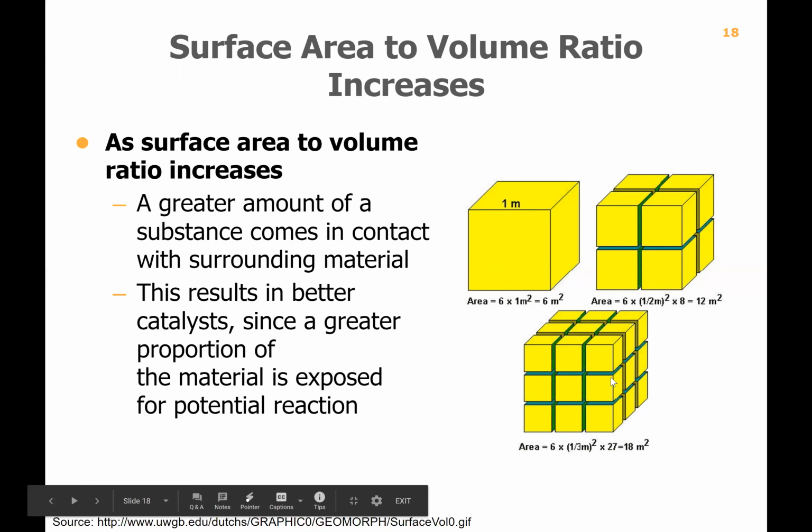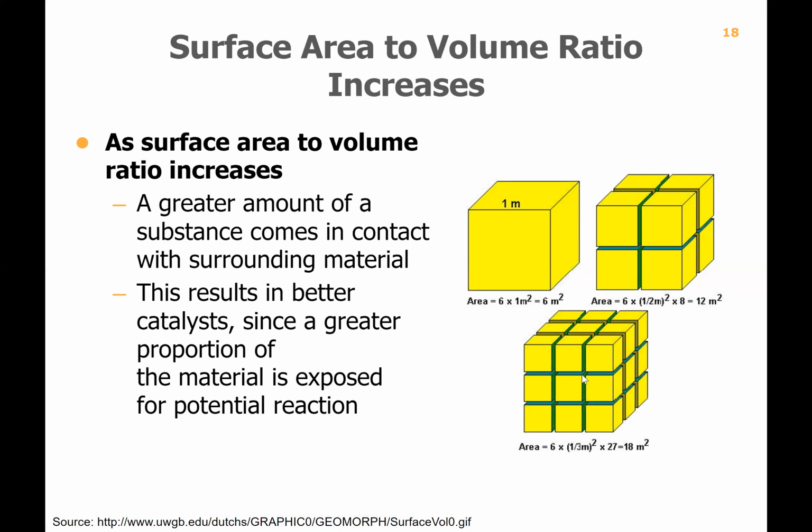So I have the same volume. The overall size of this cube is the same. I just keep opening up more and more surface area in between where all these crevices are. And it can really add up quickly. So as the surface area to volume ratio increases, a greater amount of the substance comes in contact with the surrounding material, and this results in better catalysts since a greater proportion of the material is exposed for a potential reaction. Also, other properties change when you have so much surface to volume ratio, but yeah, it's great for catalysts.